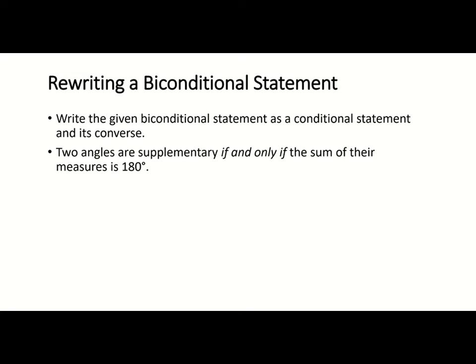So here they gave us a biconditional statement, and they want us to write it as a conditional statement and its converse. The biconditional statement they gave us is: two angles are supplementary if and only if the sum of their measures is 180. When we look at the initial biconditional statement, the first part we're always going to say is our P, and the second part is going to be the Q.